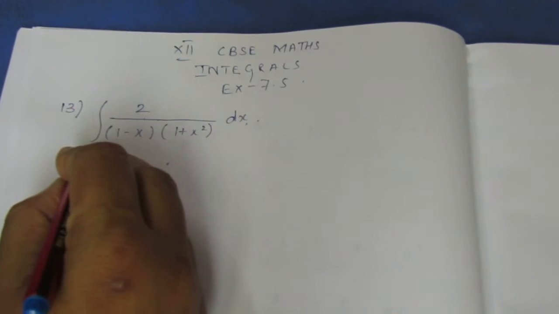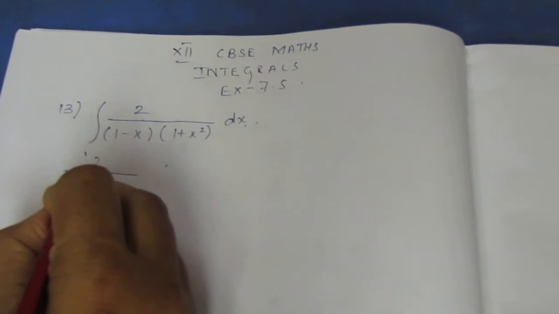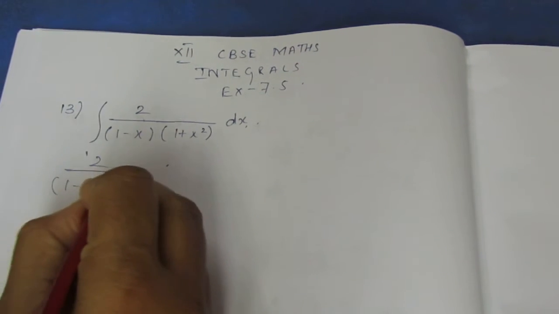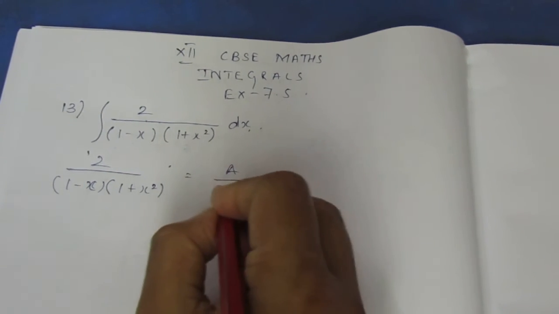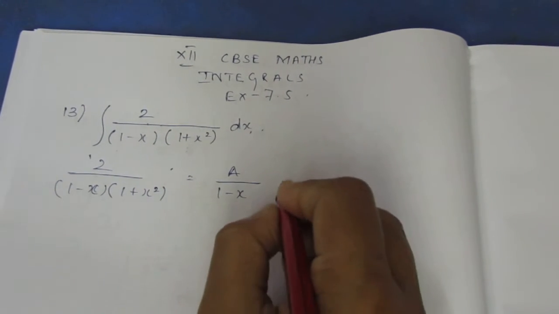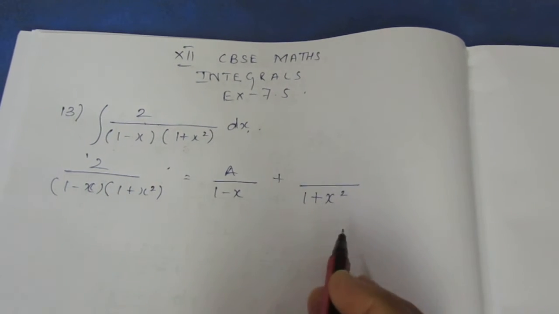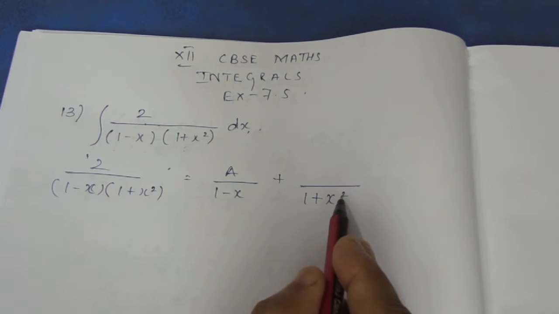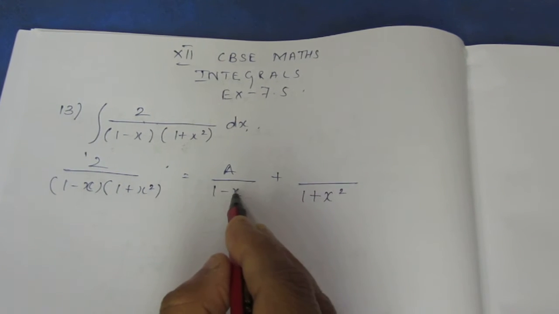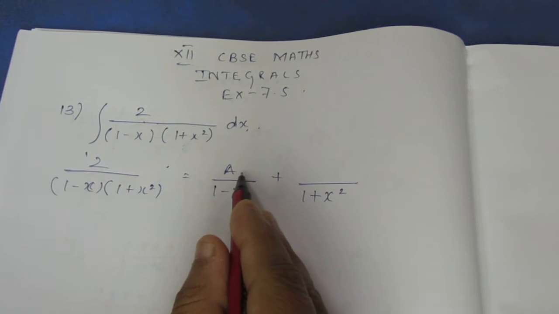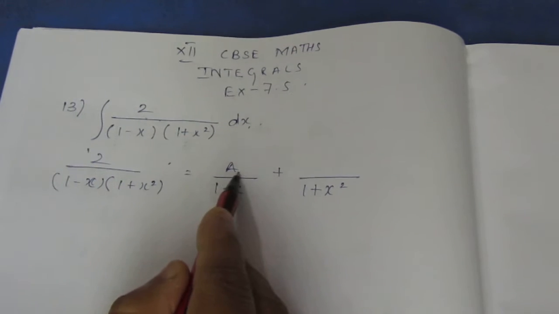Now, for this, I am going to split the denominator: a by 1 minus x. For b, the denominator we have 1 plus x square. The degree here is 2. If there is a degree 2 in the denominator, the numerator should be of degree 1. Here the degree is 1, so the numerator should be degree 0, that is x power 0. We have not written x power 0 is 1, so we have not written it here.